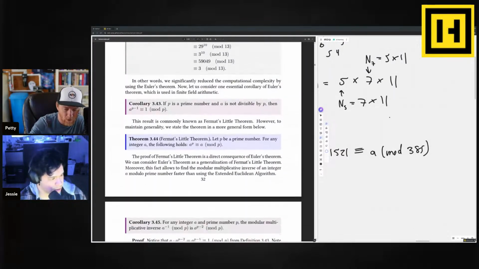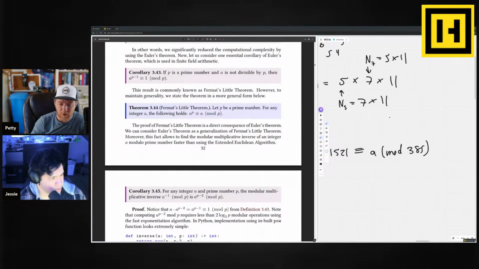Okay. So let's just run through these corollaries. In other words, we significantly reduce the computational complexity by using Euler's theorem. Now let us consider one essential corollary of Euler's theorem, which is used in finite field arithmetic. If P is a prime number and A is not divisible by P, then A to the P minus 1 is congruent to 1 mod P. It seems very similar to what we previously said, that phi of a prime is like the prime minus 1. Yeah, the multiplicative set, kind of. If it's prime.